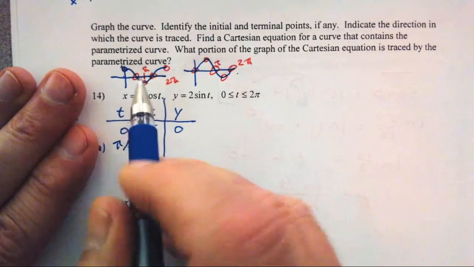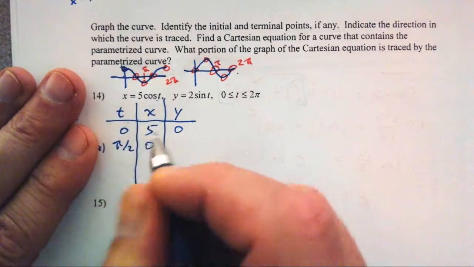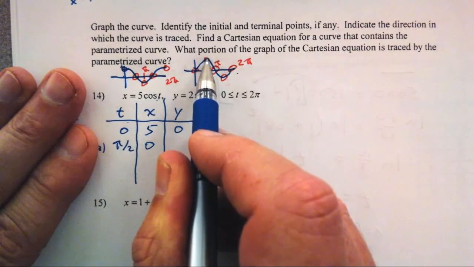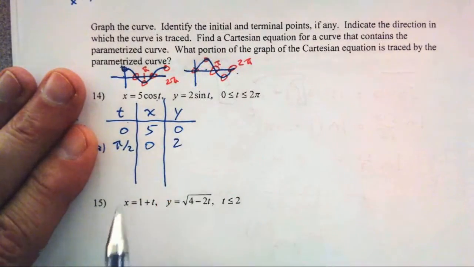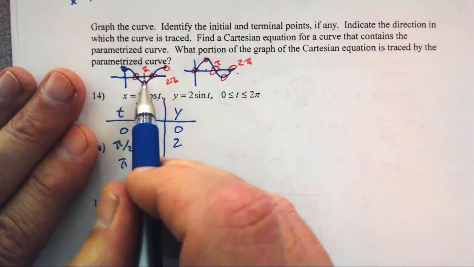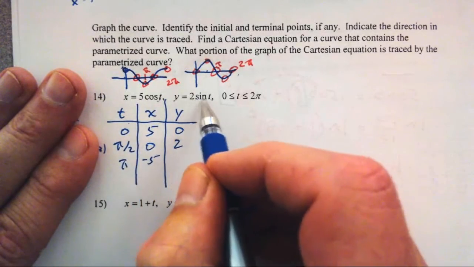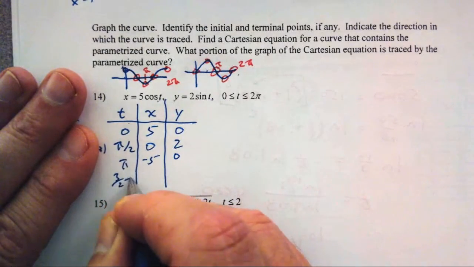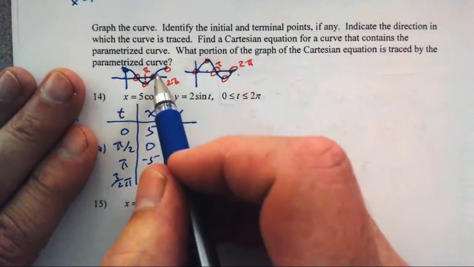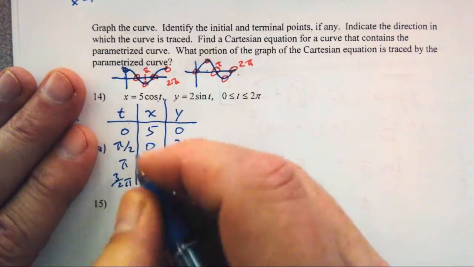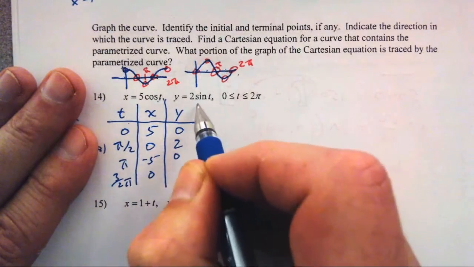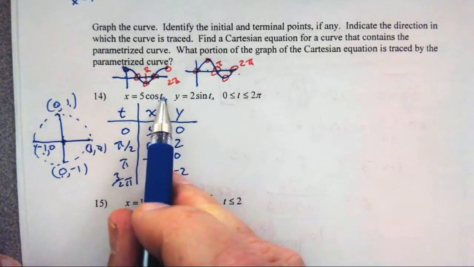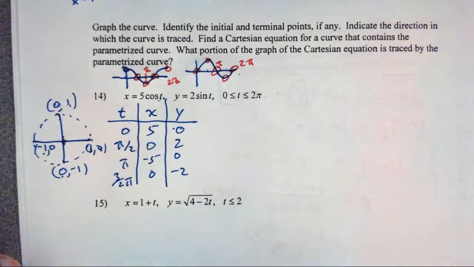When I get to pi on 2, cosine is 0. 0 times 5. Sine of pi on 2 is 1. 1 times 2, 2. When I get to pi, cosine of pi is -1 times 5. Sine of pi, 0 times 2. When I get to 3/2 pi, cosine of 3/2 pi, 0 times 5. Sine of 3/2 pi, -1 times 2. And I expect at 2 pi, putting in 2 pi is the same as putting in 0. I start repeating.